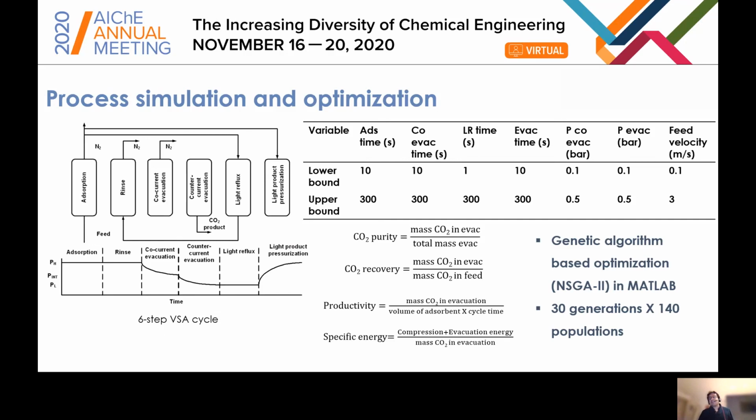This is done by a technique called genetic algorithm. And as I said before, the code is written in MATLAB. So we have used MATLAB's inbuilt NSGA2 genetic algorithm function. We ran the code for 4,200 simulations. The purity, recovery, specific energy, and productivity are defined in the following manner as given in the slides.